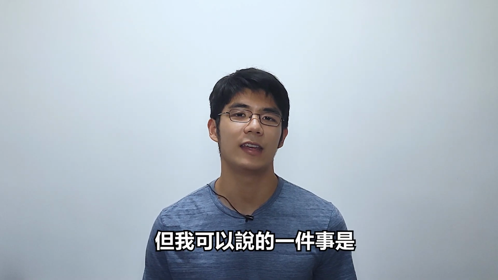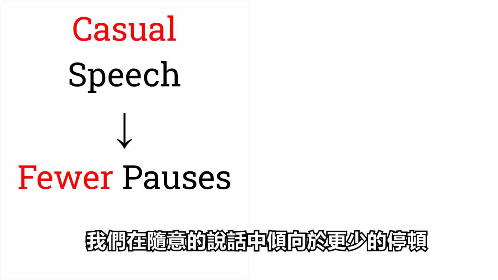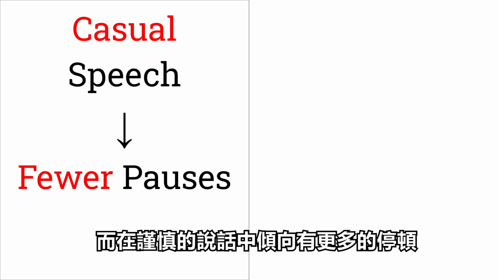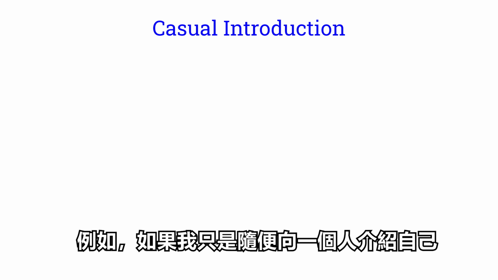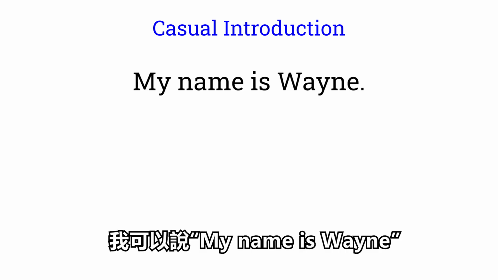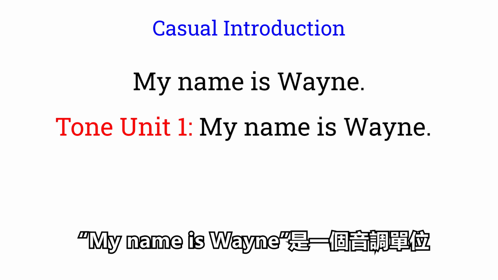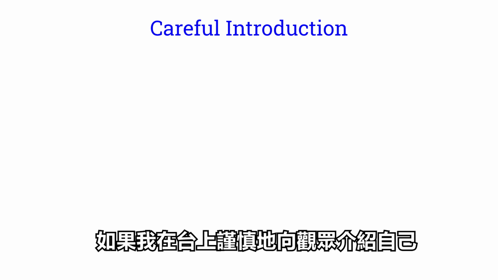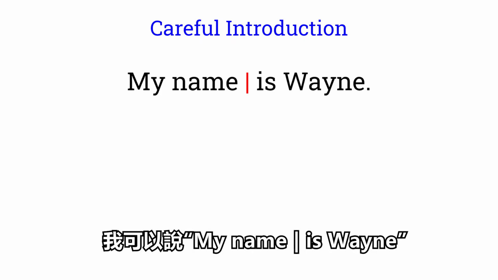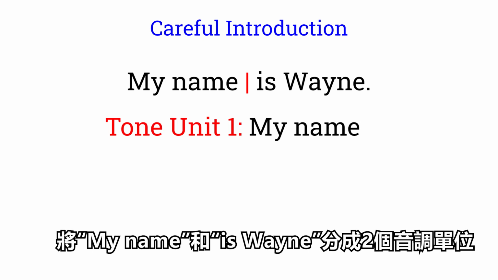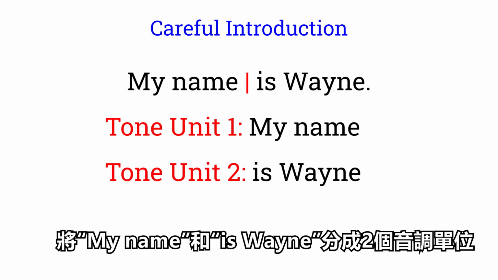But one thing I can say is that we tend to have fewer pauses in casual speech and tend to have more pauses in careful speech. For example, if I'm just casually introducing myself to a person, I may say, my name's Dwayne. My name's Dwayne is a single tone unit. If I'm carefully introducing myself on a stage to the audience, I may say, my name is Wayne, separating my name and is Wayne into 2 tone units.